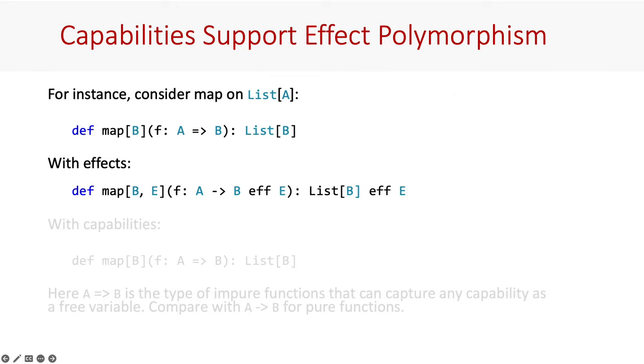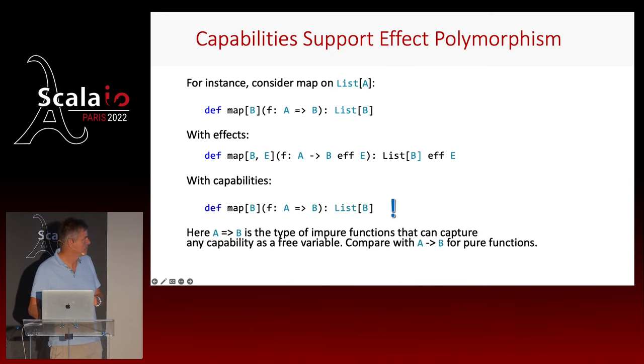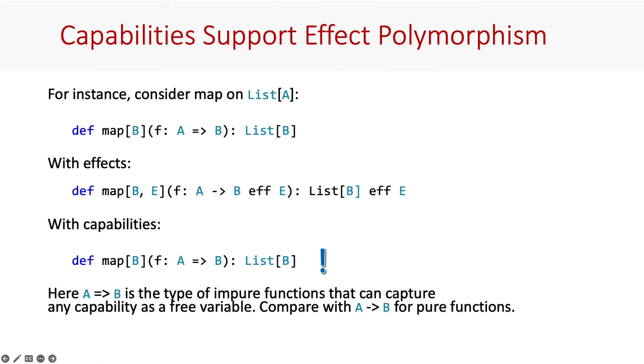Actually, interestingly enough, you could do this in Java. Java has effect type variables that can range over effects. So you could do this in Java, but nobody's ever done it in serious code bases. It's just too complicated. So that's the core problem of effect polymorphism. We want a single version of map that works for all effects, and to do so is just too cumbersome. If we switch to capabilities, then this is the type of map. That's exactly the same type that we started with. So how can that be?